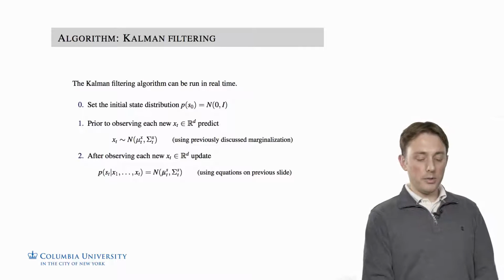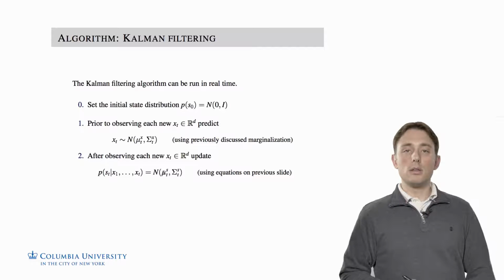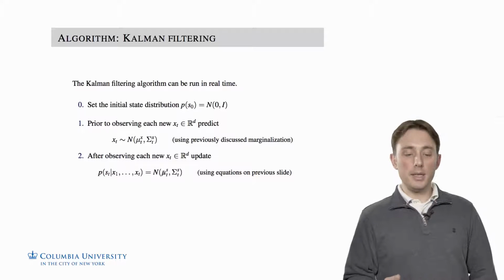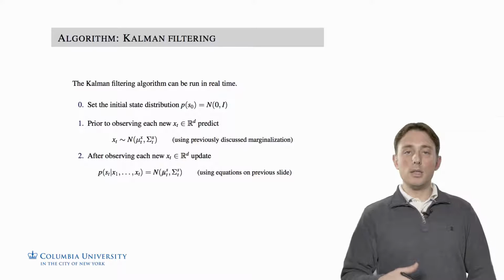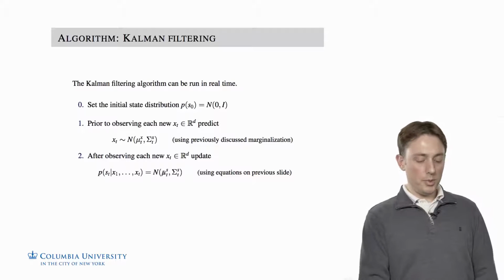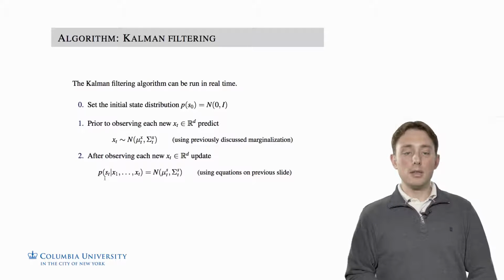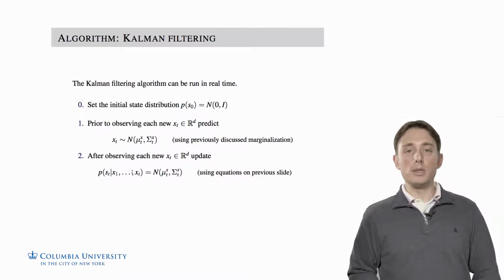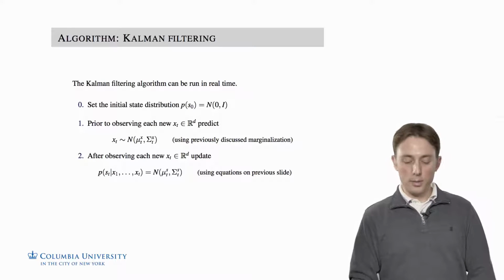Then, after observing the value of x at time t, we update the conditional posterior distribution on the underlying state, given the data up until and including time t. And that was also something that we showed how to calculate on a previous slide.